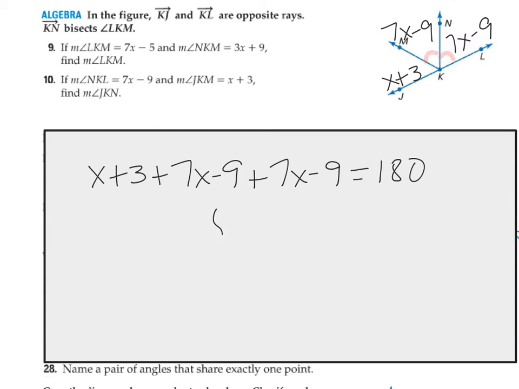All right, so you'll solve that equation for x, and then when you're done, since we're being asked to find the measure of angle JKN, you're going to have to put the x that you find in two places. Put it in here, put it in here, evaluate those two expressions, and then add them together to get the measure of angle JKN.